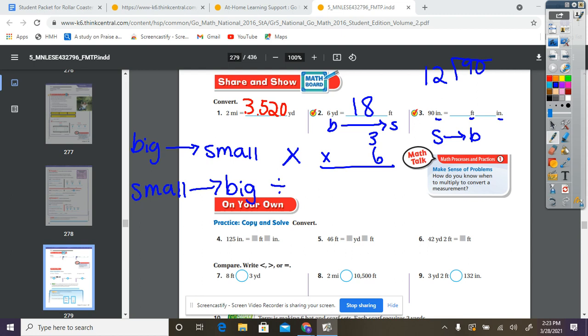Now you need to ask yourself, how many times does 12 go into 90? 12 goes into 90 7 times. Okay, 7 times 12 is 84. Then you subtract, you have to borrow. So you have 6 left over.